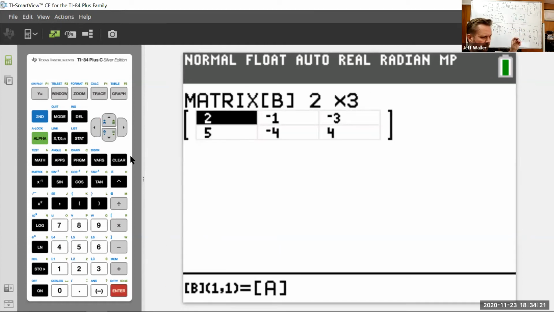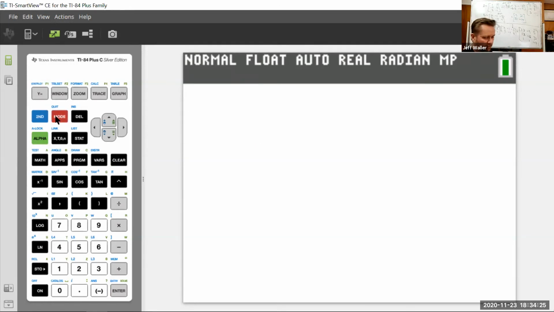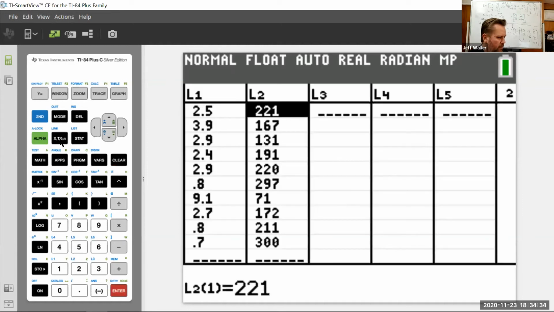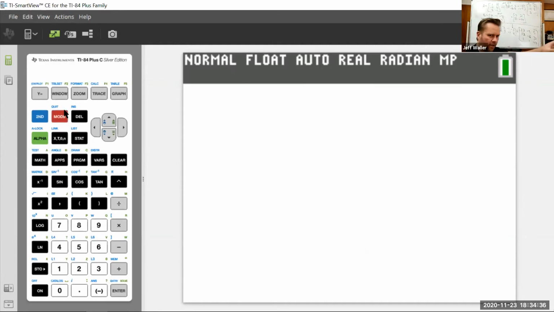am I still in? Oh yeah, that's the thing. You should know better. Hit second quit. It's the same thing as your lists. I don't know if you guys have ever worked with the lists in here. There's a whole bunch of lists you can work with. You have to quit or else it thinks the next thing you're doing is going into the matrix. So you have to quit.